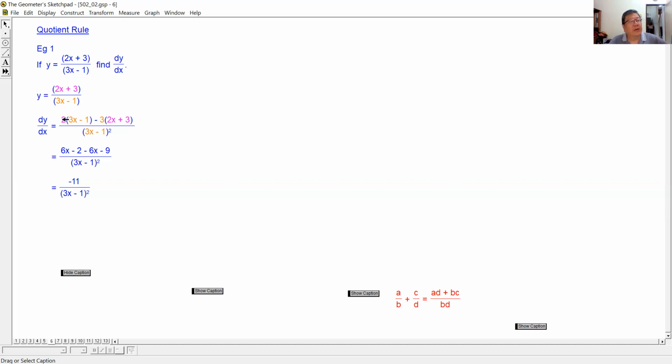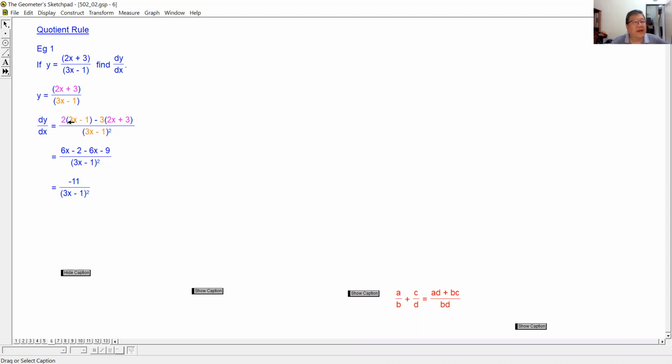Okay, so now do you know what to do here? Differentiate the top, keep the bottom, subtract, differentiate the bottom, keep the top, then divide by the bottom function squared. So this is the quotient rule. Can you follow so far? Okay. Then how to simplify?